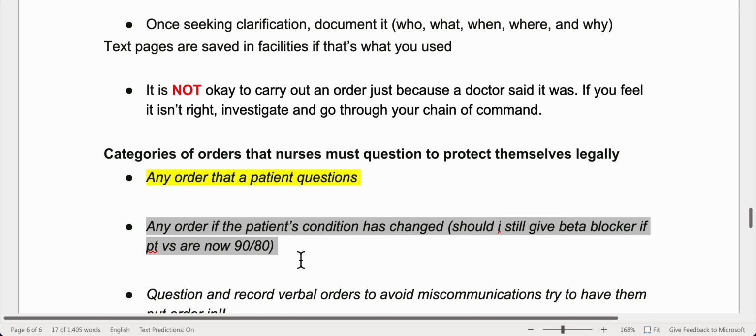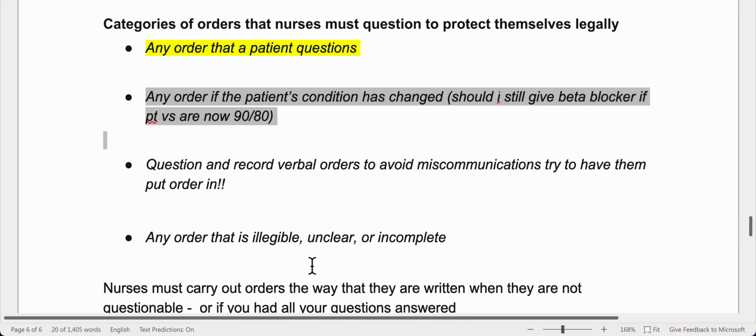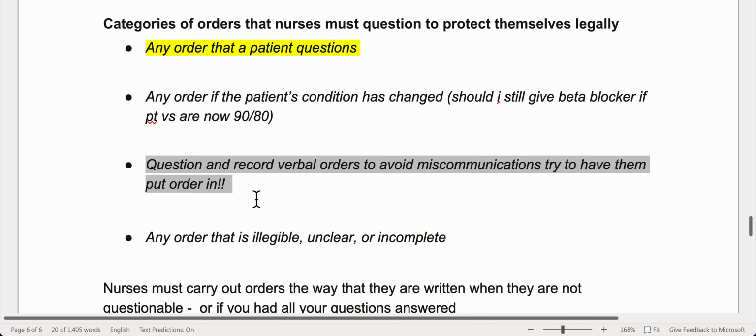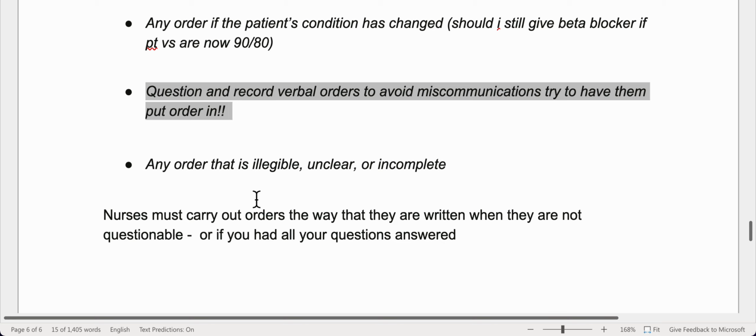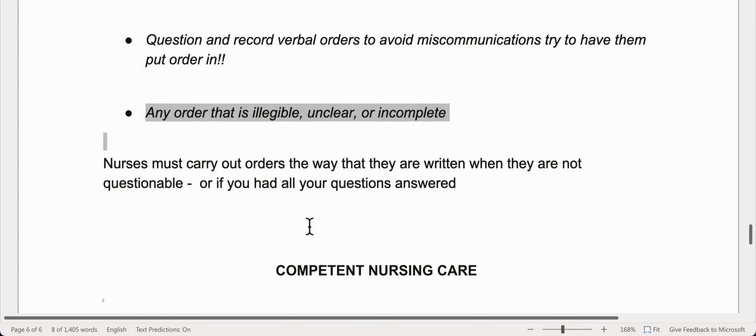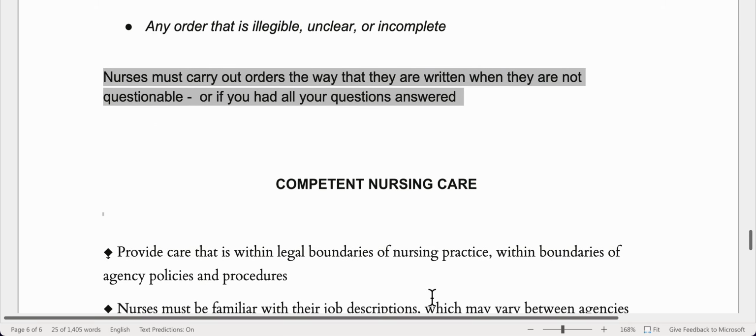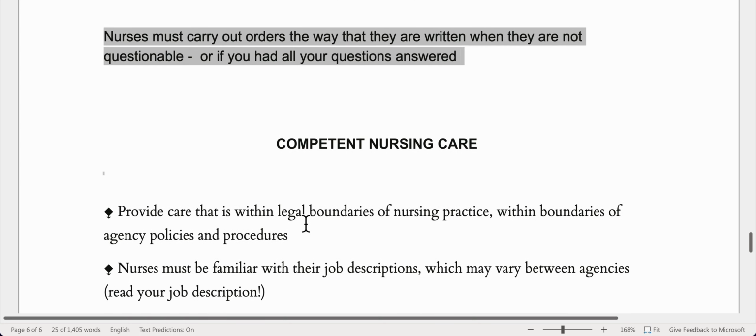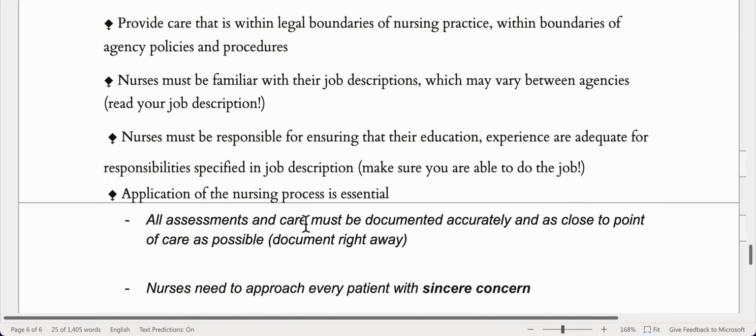Categories of orders that nurses must question to protect themselves legally. Any order that a patient questions. Any order if the patient's condition has changed. For example: should I still give the beta blocker if the vitals are now 90/80? Question and record verbal orders to avoid miscommunication. Try to have them put the order in. Any order that is illegible, unclear, or incomplete. Nurses must carry out orders the way they are written when they are not questionable, or once you have had all your questions answered.